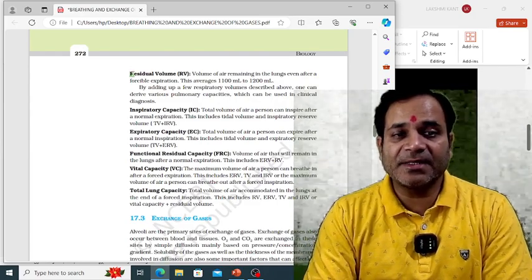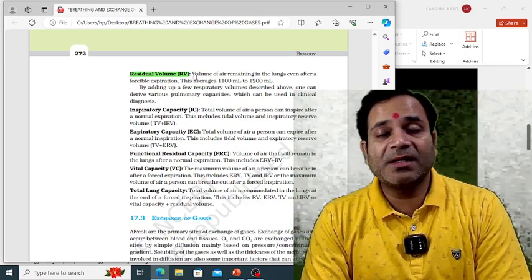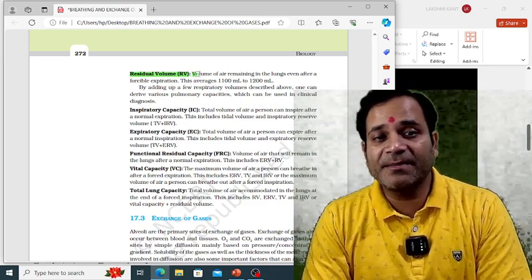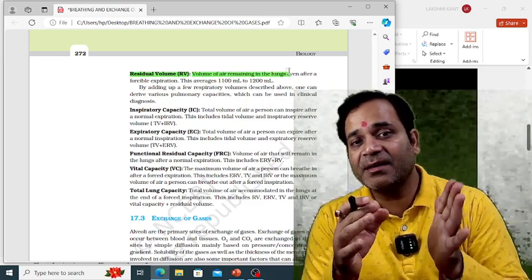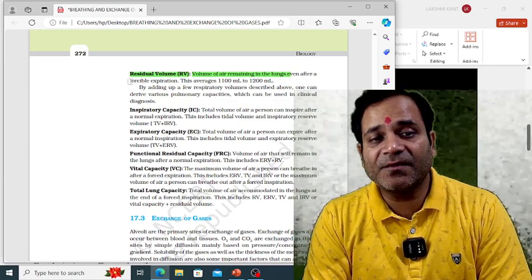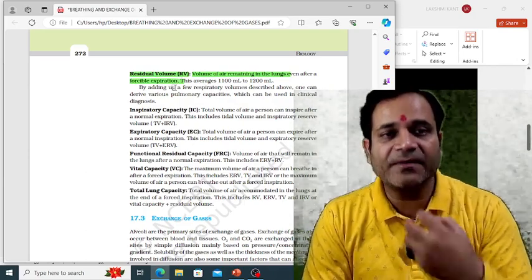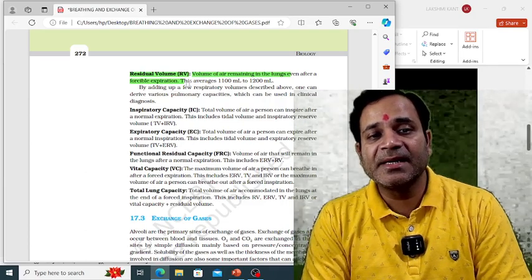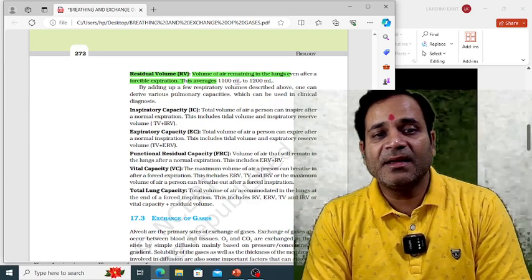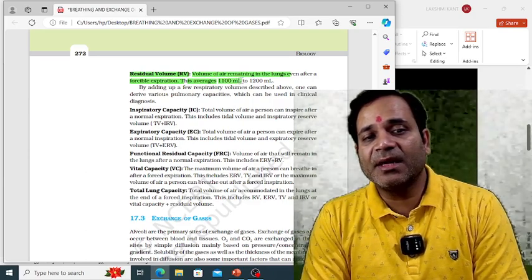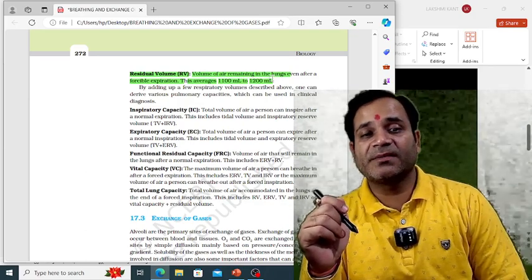Now, the next thing is residual volume, that is RV we represent. What is the meaning of RV, residual volume? It means the volume of air remaining in the lungs, remaining where? In the lungs, even after a forcible expiration. Even when a forcible expiration takes place, some amount of air remains in the lungs, that is 1,100 milliliters to 1,200 milliliters, my dear. Okay, so this is very important.